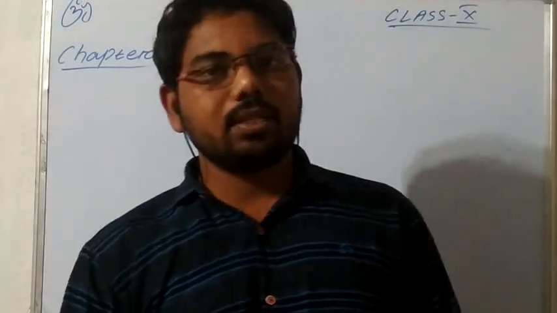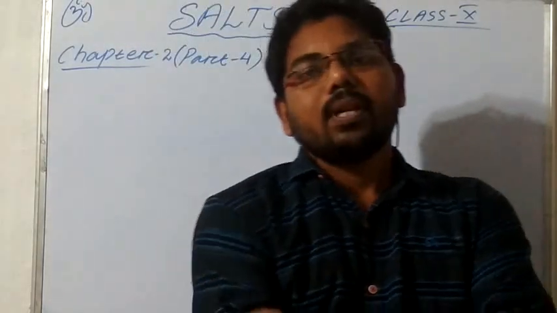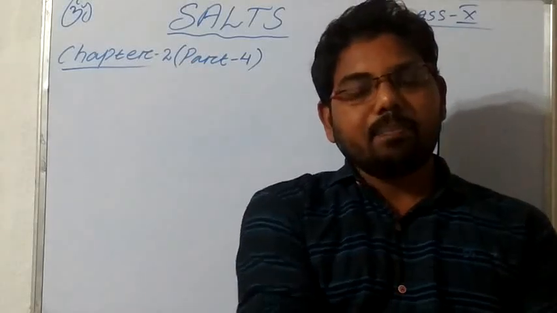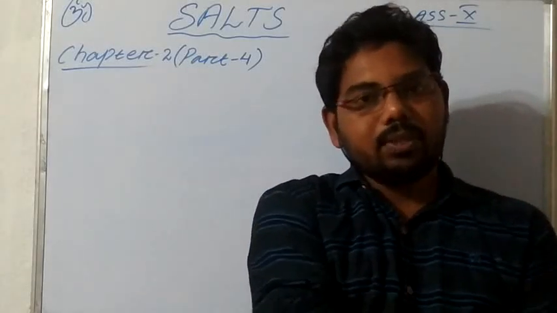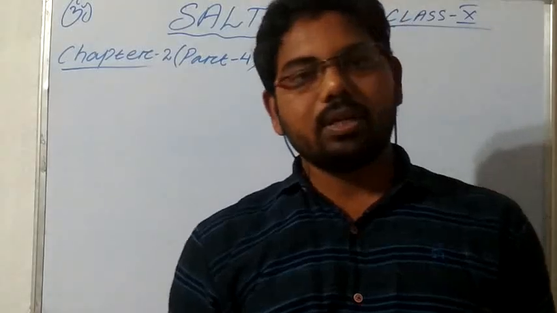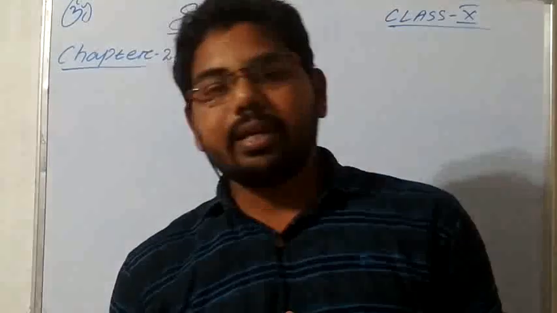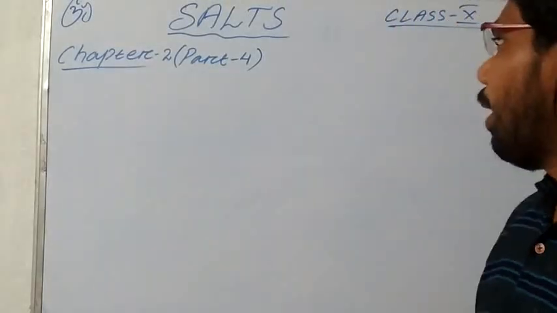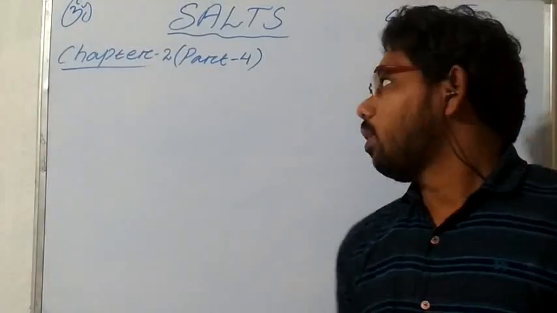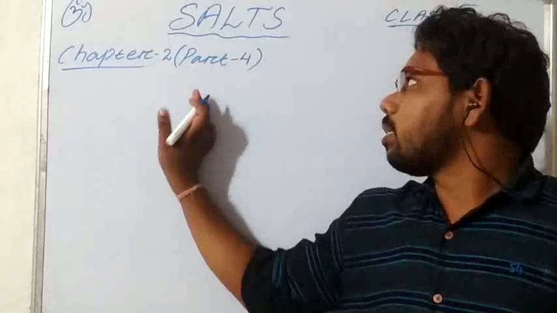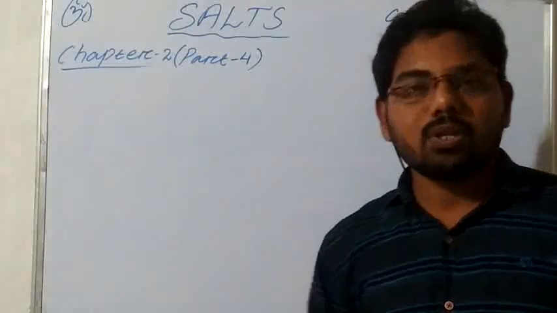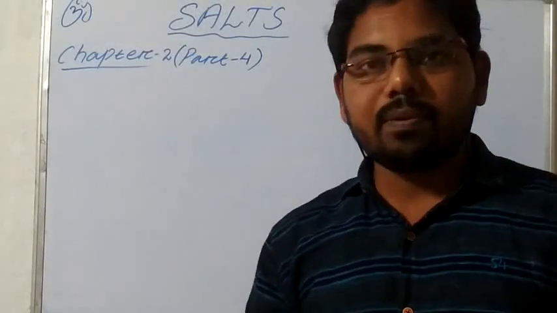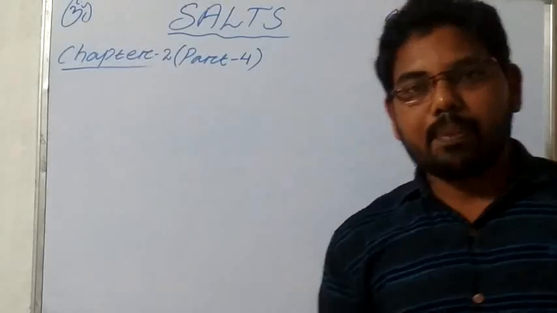Today we discuss class 10 chemistry chapter 2, acid, base and salt. This is the fourth part of this chapter. Last class we also discussed some indicators. Now we discuss salts and the different types of salt. We know from last class how salts are formed. Salts are formed by the neutralization reaction between acids and bases.